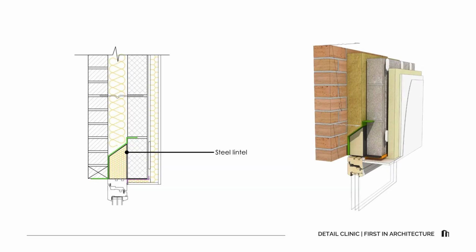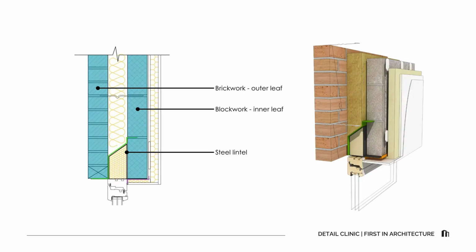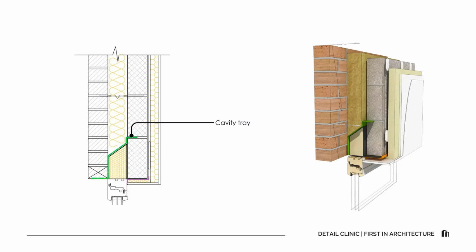So starting from the top, the steel lintel spans the window opening and carries the outer leaf of the brickwork and the inner leaf of the blockwork above. The lintel includes EPS insulation bonded to its underside, reducing heat loss across the steel. Above the lintel sits the cavity tray, a continuous DPC that slopes gently to the outer leaf. Any moisture that gets behind the brickwork is caught by this tray and directed outwards through the weep holes.